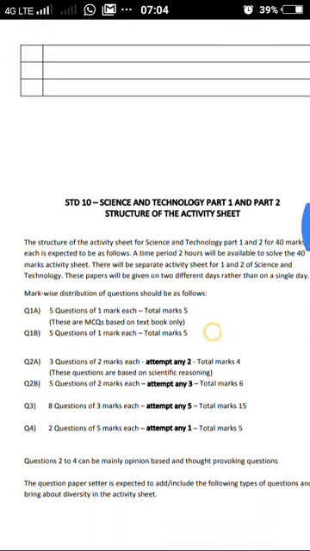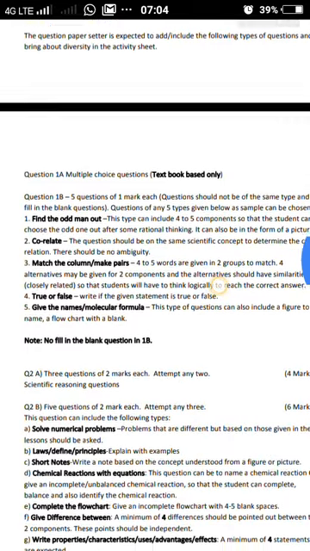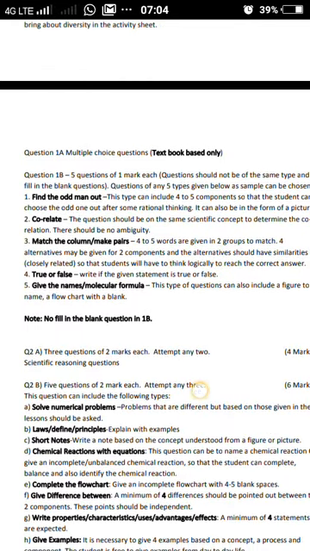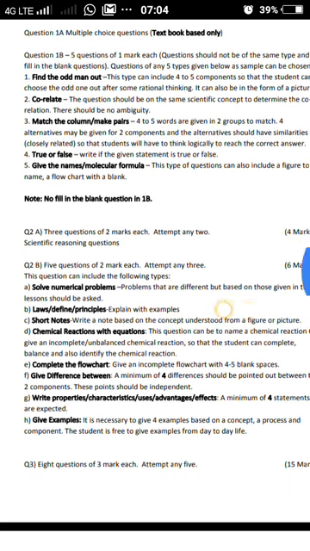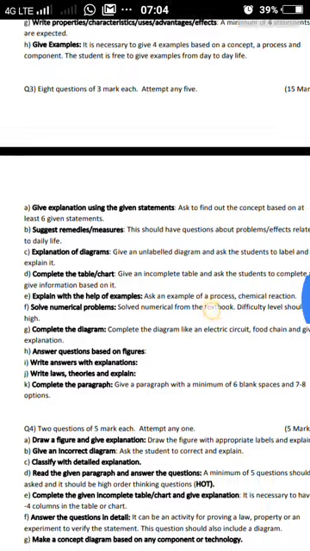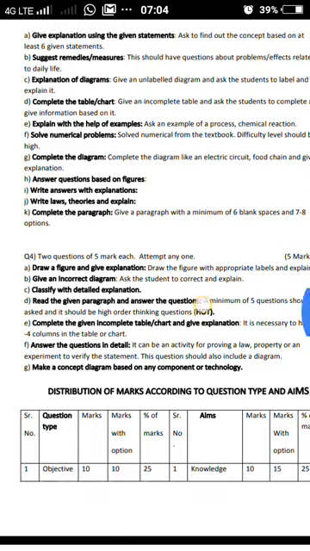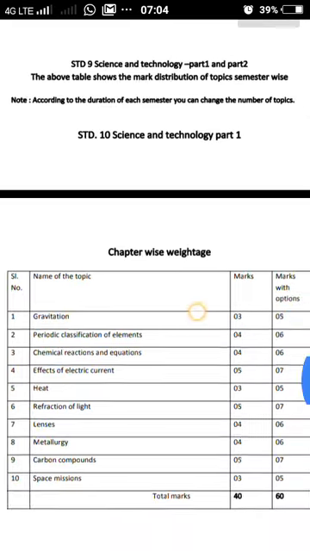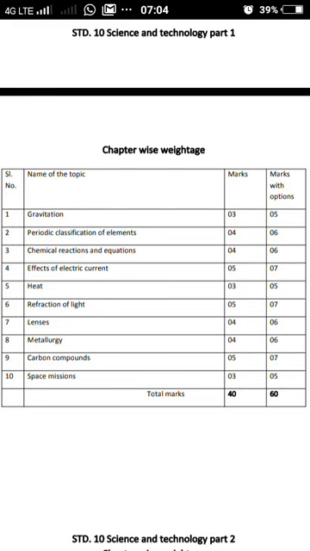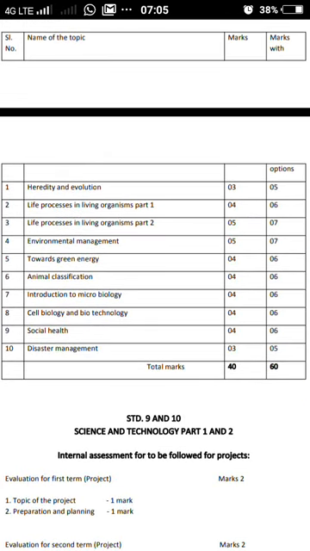See here, these are the question types, which type of questions can be asked. Question number 1B, question number 2B, question number 3. This is question number 4 also. This is chapter wise weightage for science 1. This is chapter wise weightage for science 2.